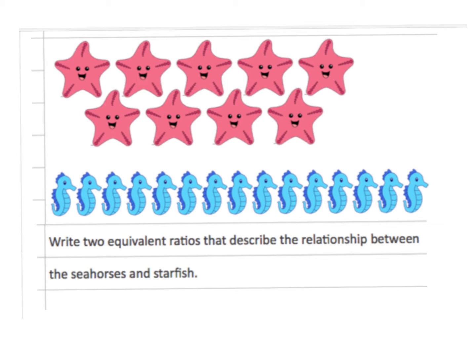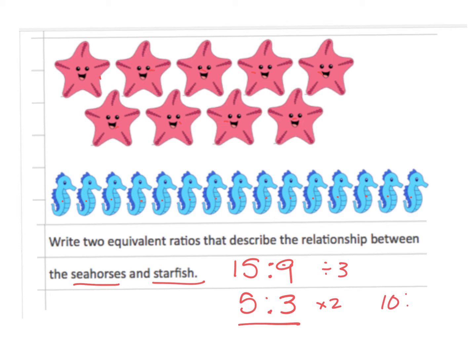So let's go ahead and write two equivalent ratios that describe the relationship between seahorses and starfish. So we have 1, 2, 3, 4, 5, 6, 7, 8, 9, 10, 11, 12, 13, 14, 15 seahorses. And we have 1, 2, 3, 4, 5, 6, 7, 8, 9 starfish. So there's one ratio. Equivalent, I'm going to divide both by 3. So I'm going to get 5 to 3. There we go. There's an equivalent ratio. I could take our simplest form and multiply it by 2 and get 10 to 6, which would be yet another equivalent ratio.